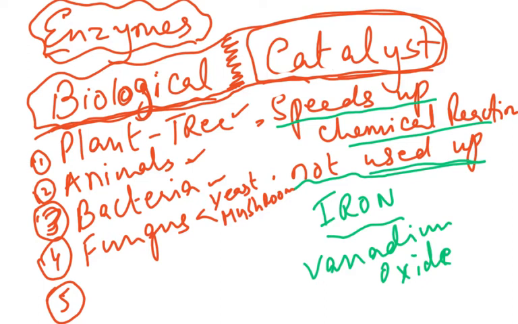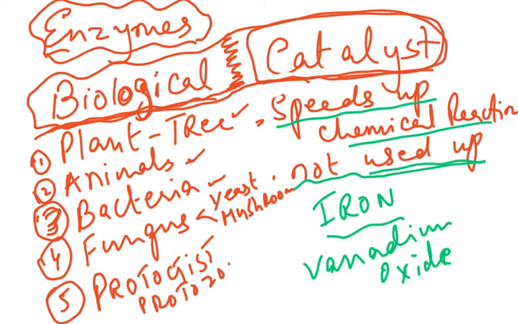So you can see it in plants, you can see it in animals, you can see it in bacteria, you can see it in fungus, and you can see it in protocysts. Protocysts are unicellular, like protozoa, like amoeba, like plasmodium that causes malaria.